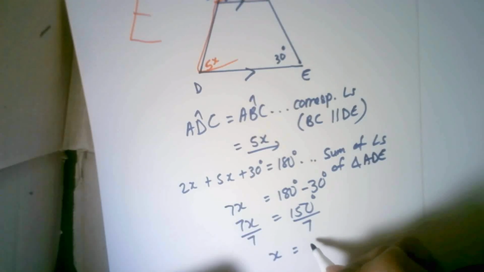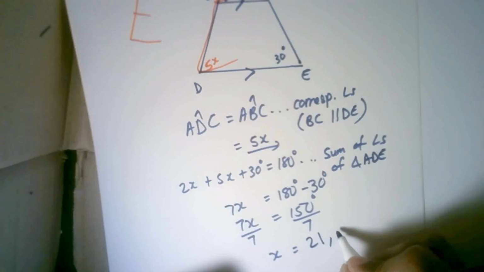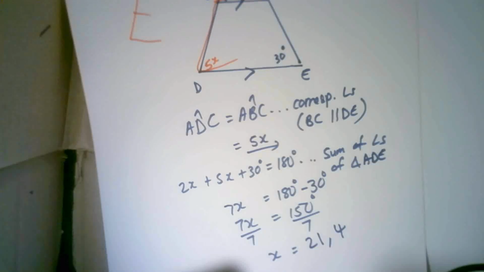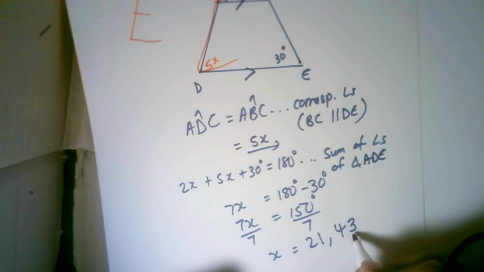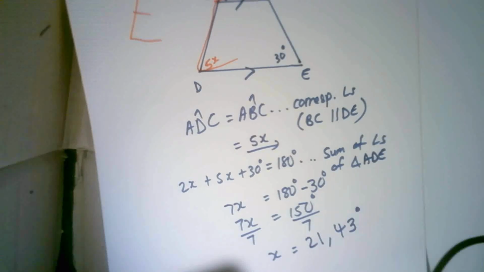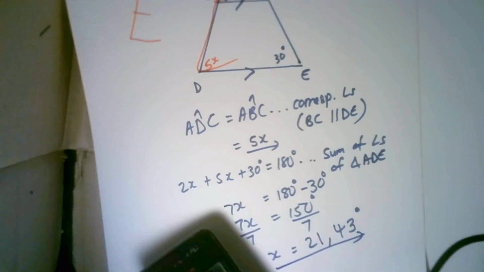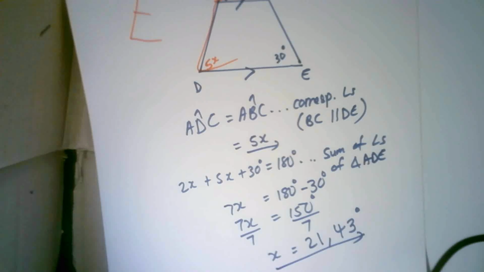So x is equal to 21.428, and because 8 is greater than 5, it's 5 or more, the second digit changes to 3. So it's 21.43 degrees. That is the value of x.